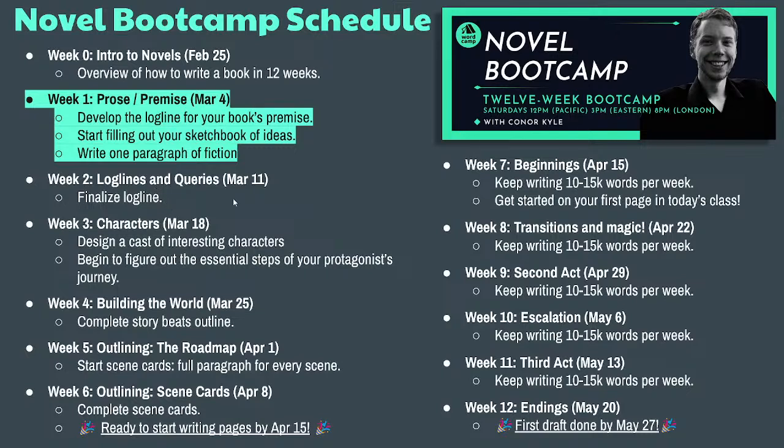We're doing characters on week 3, world building week 4, outlining weeks 5 and 6, and then from there on we are writing the book, and every week you'll be writing. Assuming you're writing a 70 to 100,000 word book, you're going to be writing about 10,000 words a week, which is my personal goal, and it's my personal rate that I try to maintain.